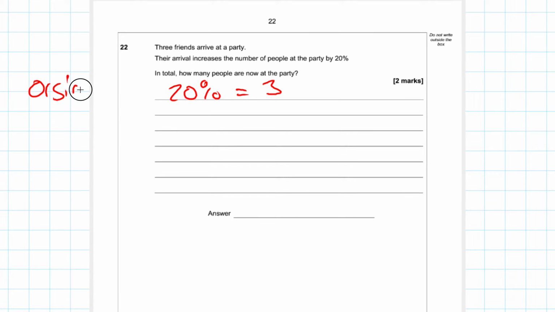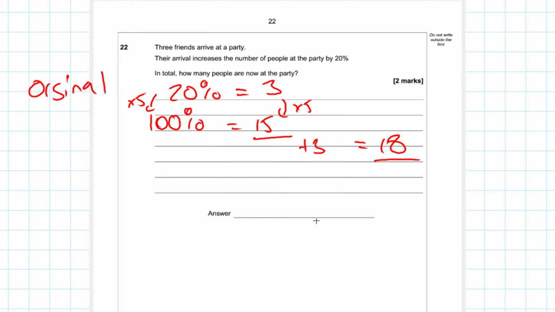So you've got to think this is the original value. So originally, there were 20% of people at the party. So we can find out how many people were originally there. So 100%, this is the original value. Because 3 people increases the number of people by 20%, that suggests that 3 is equal to 20% of the original people. So 100% is simply going from 20 to 100, which is timesing by 5. So 3 times 5 is equal to 15. So 15 is the original, and then we add 3 because these extra 3 people arrive, and that takes us to 18, which is our final answer.